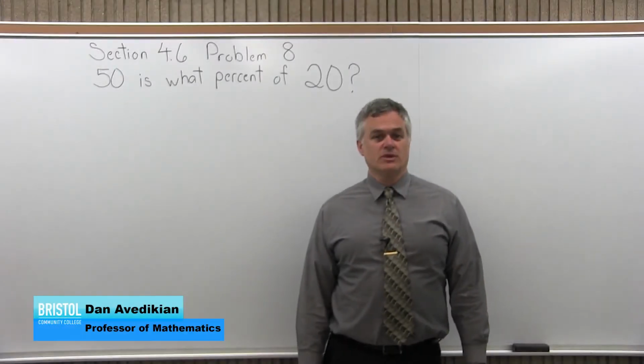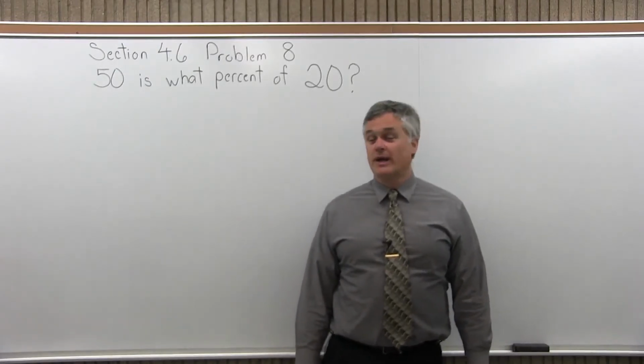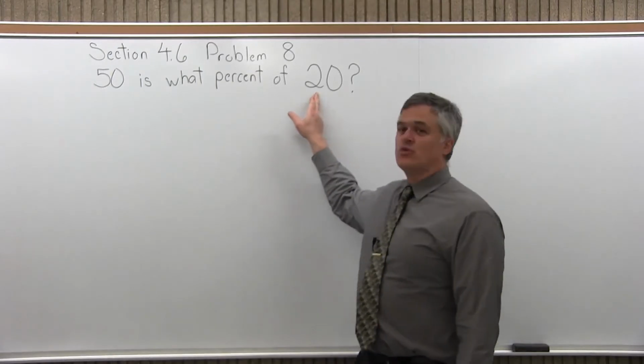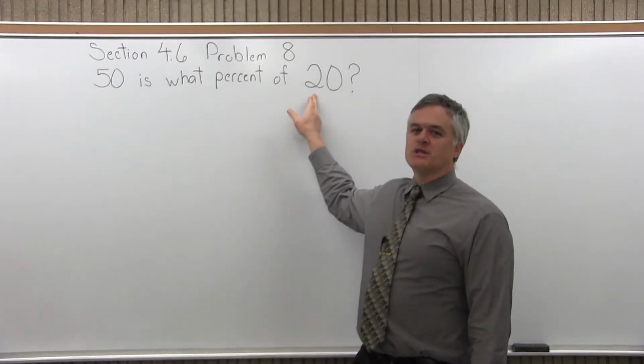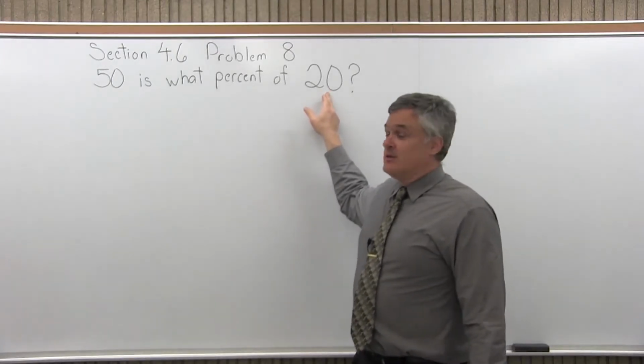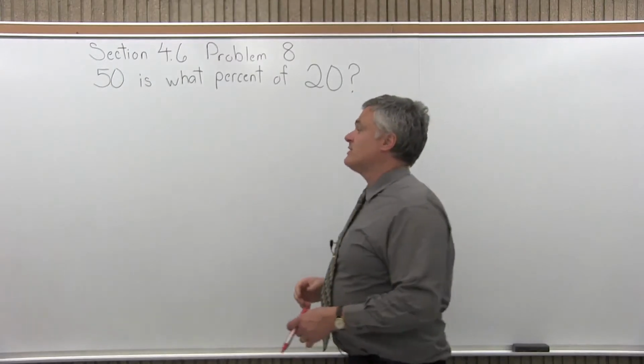This is Section 4.6, Problem number 8. It says 50 is what percent of 20? So before we even start, since 50 is so much larger than 20, it should be more than 100% of 20. Because 100% of 20 is 20. So 50 has to be even more, just to start with some sort of an estimate.